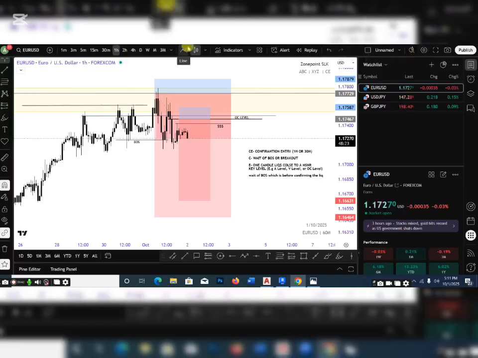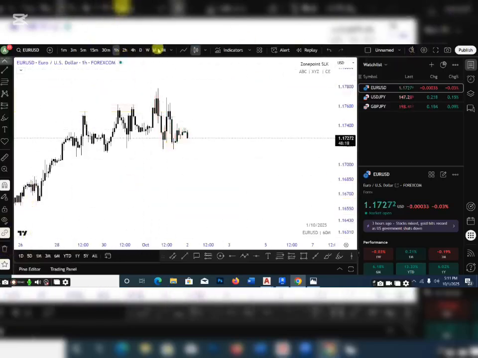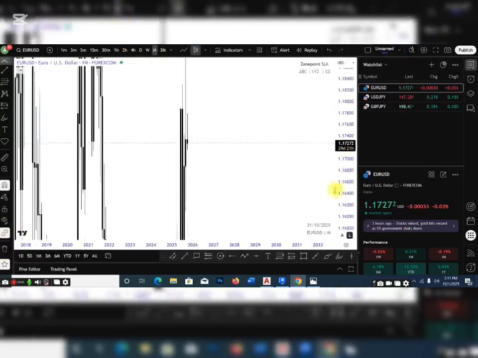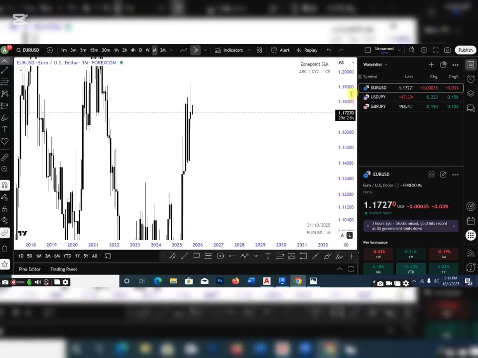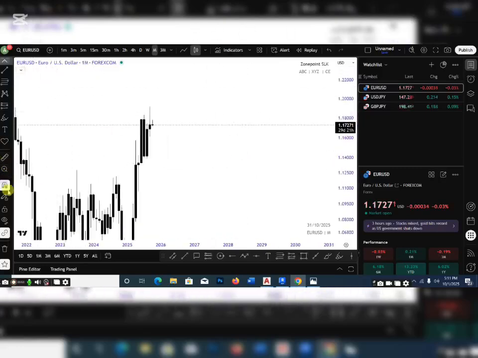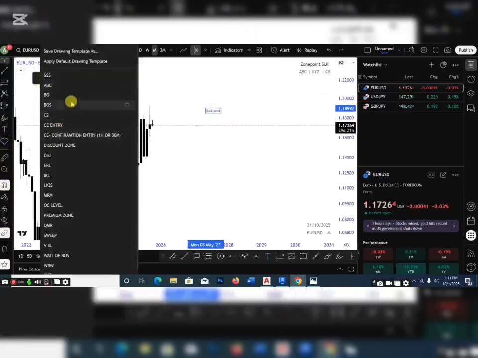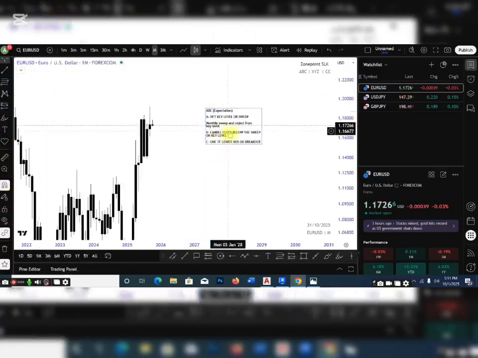So now let me remove everything. I'm starting from monthly. I'll be fast with this, I don't want it to be long. So on monthly, I'll be using ABC. This is the checklist of the ABC.